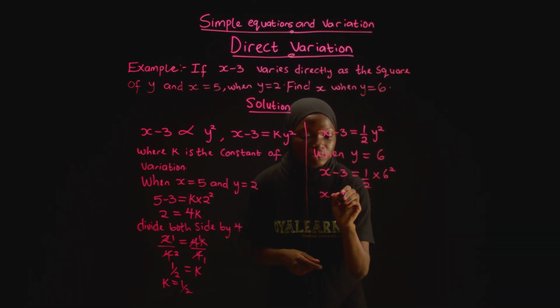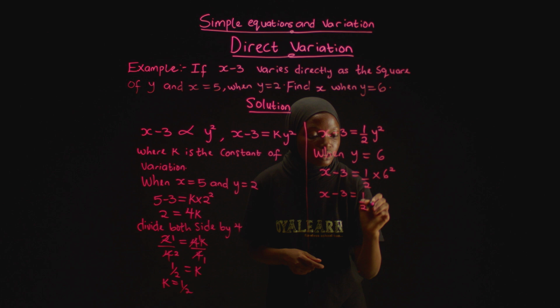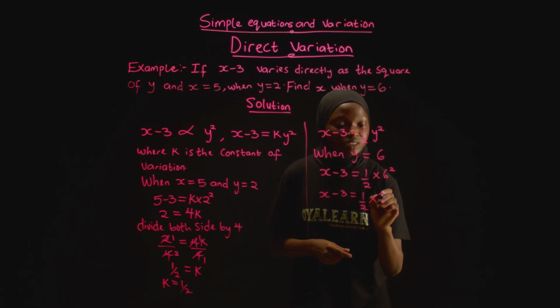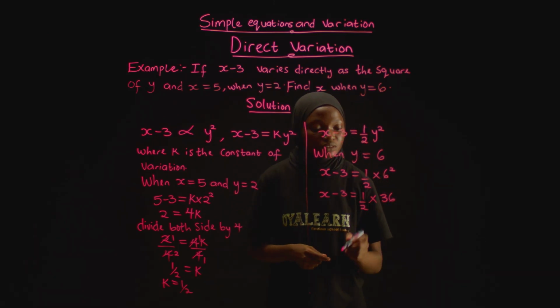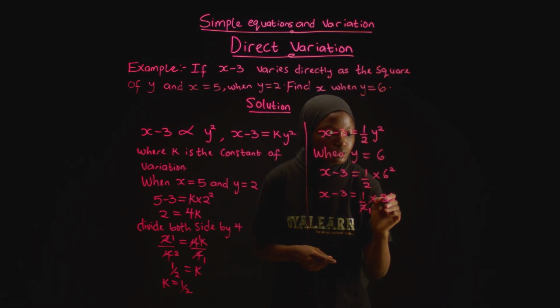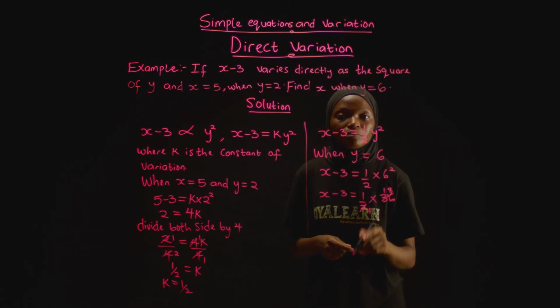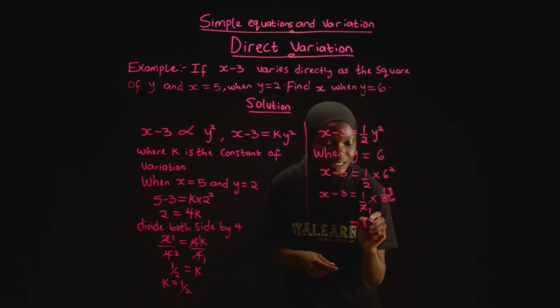We have x minus 3 equals 1 over 2 times 6 raised to the power of 2. Here 6 raised to the power of 2 means 6 times 6, which is just 36. And here we can divide out. 2 goes there, 1. 2 goes in 18. 2 goes in 3, 1 remainder 1. 2 goes in 16, 8. So we have 18 multiplied by 1 over 1, which gives us 18 at this side.